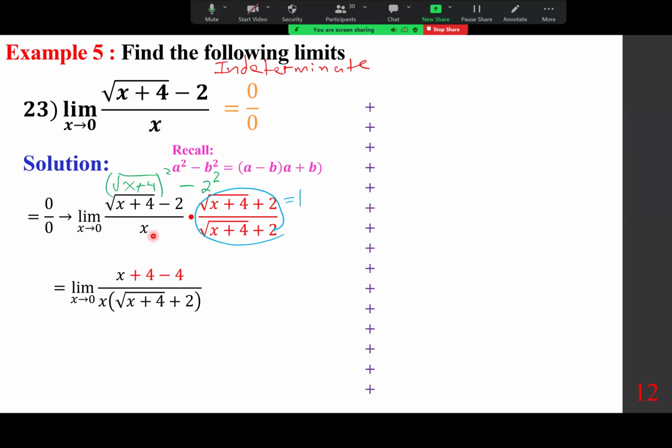So for the denominator, you keep it as a product of x and the square root of x plus 4 plus 2 inside the parentheses. 4 and minus 4 cancel each other. X and x cancel each other. And now if you plug in 0, it becomes square root of 4, which is 2, and 2 plus 2 is 4. So 1 over 4 is your final answer.